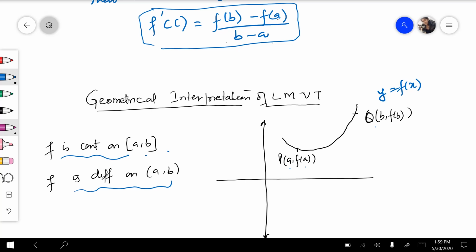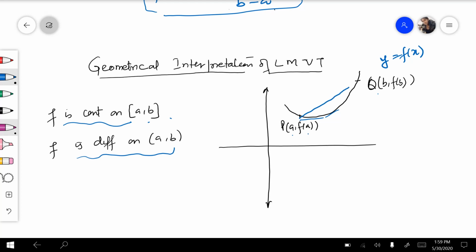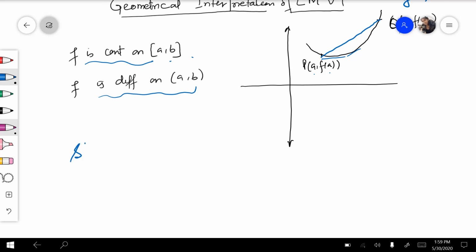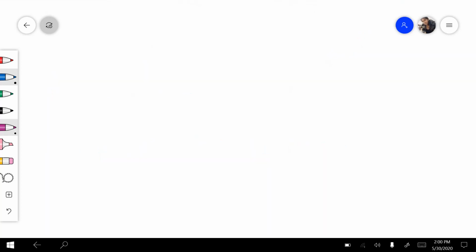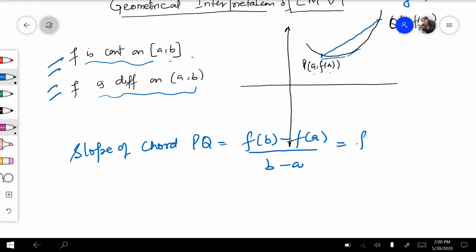That means every point which lies between a and b, there exists a unique tangent. Then if we join P with Q, this becomes the chord of this curve. Then the slope of chord PQ is equal to (f(b) minus f(a)) upon (b minus a). As per the mean value theorem, if the function is satisfying these two conditions, then we have a c between a and b such that f dash c is equal to (f(b) minus f(a)) upon (b minus a).